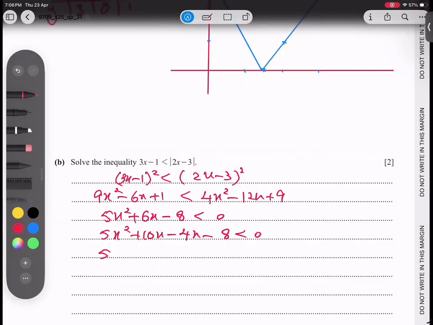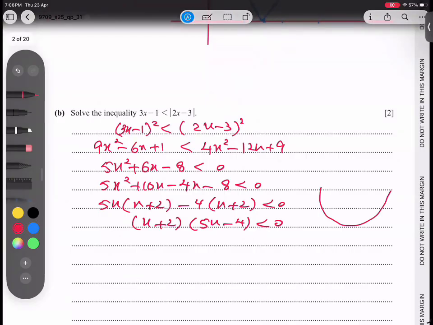So 5x common, 4 common. We get x plus 2, 5x minus 4. Now we draw a bell shape. So this is our one number coming. If you plug in this equal to 0, you got -2. This equal to 0, 4 upon 5.